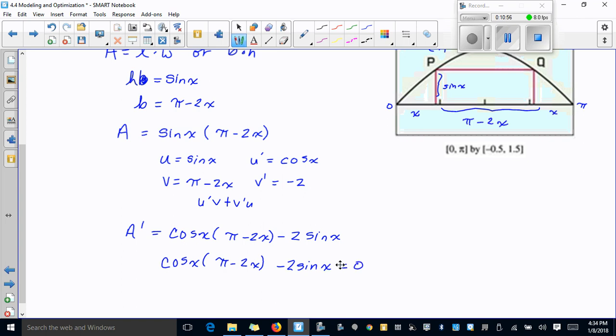equal to 0. And what you're going to do at this point is grab your handy-dandy calculator and graph this thing. Make sure your calculator is in radian mode. And then you're going to graph it. So cosine of x, close parentheses, start new parentheses for the pi minus 2x, close parentheses, minus 2 sine of x.